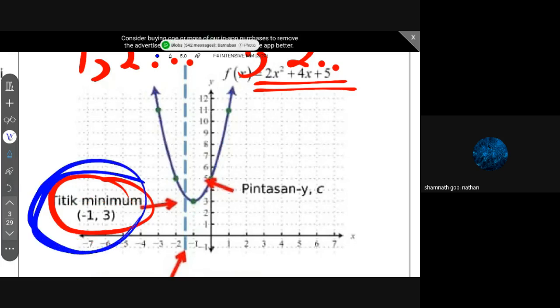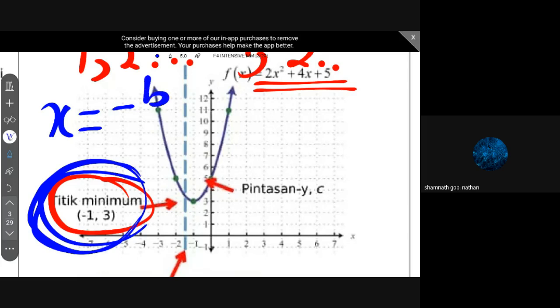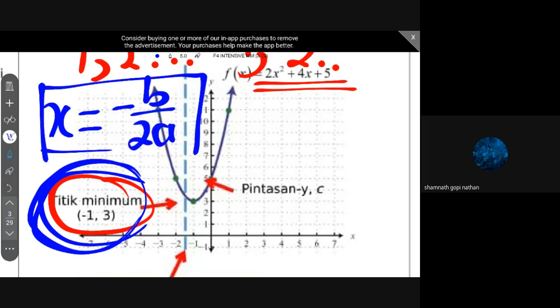Titik minimum? Can you find the minimum point? Oh, you just join. Okay, sure. Titik minimum, basically we use a formula called negative b over 2a. Have you seen this formula, Navisha, in your modern maths? X equals negative b over 2a. Okay, good. So this is used to find the negative one, the x coordinate of the minimum point. Okay, this is the formula we use.